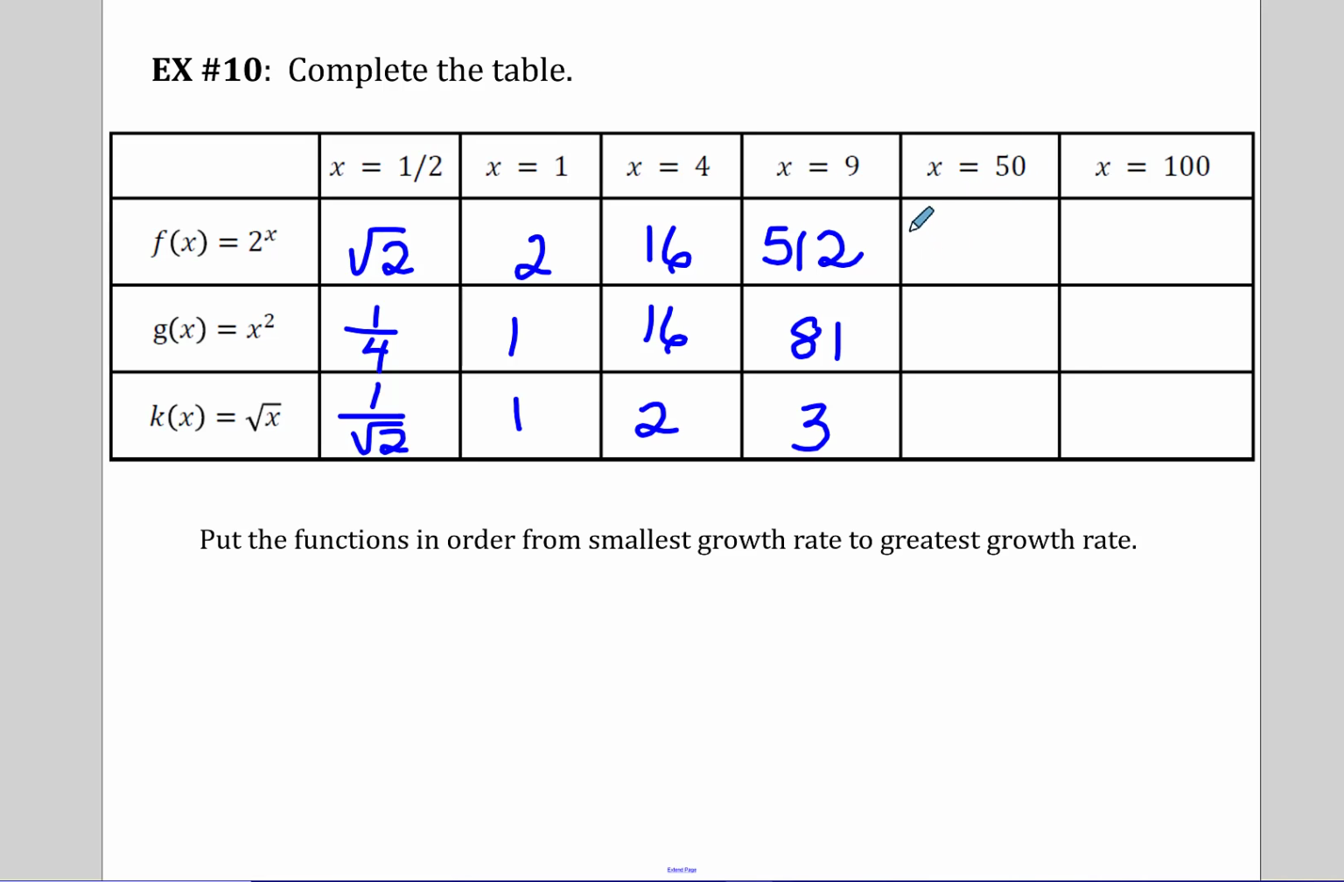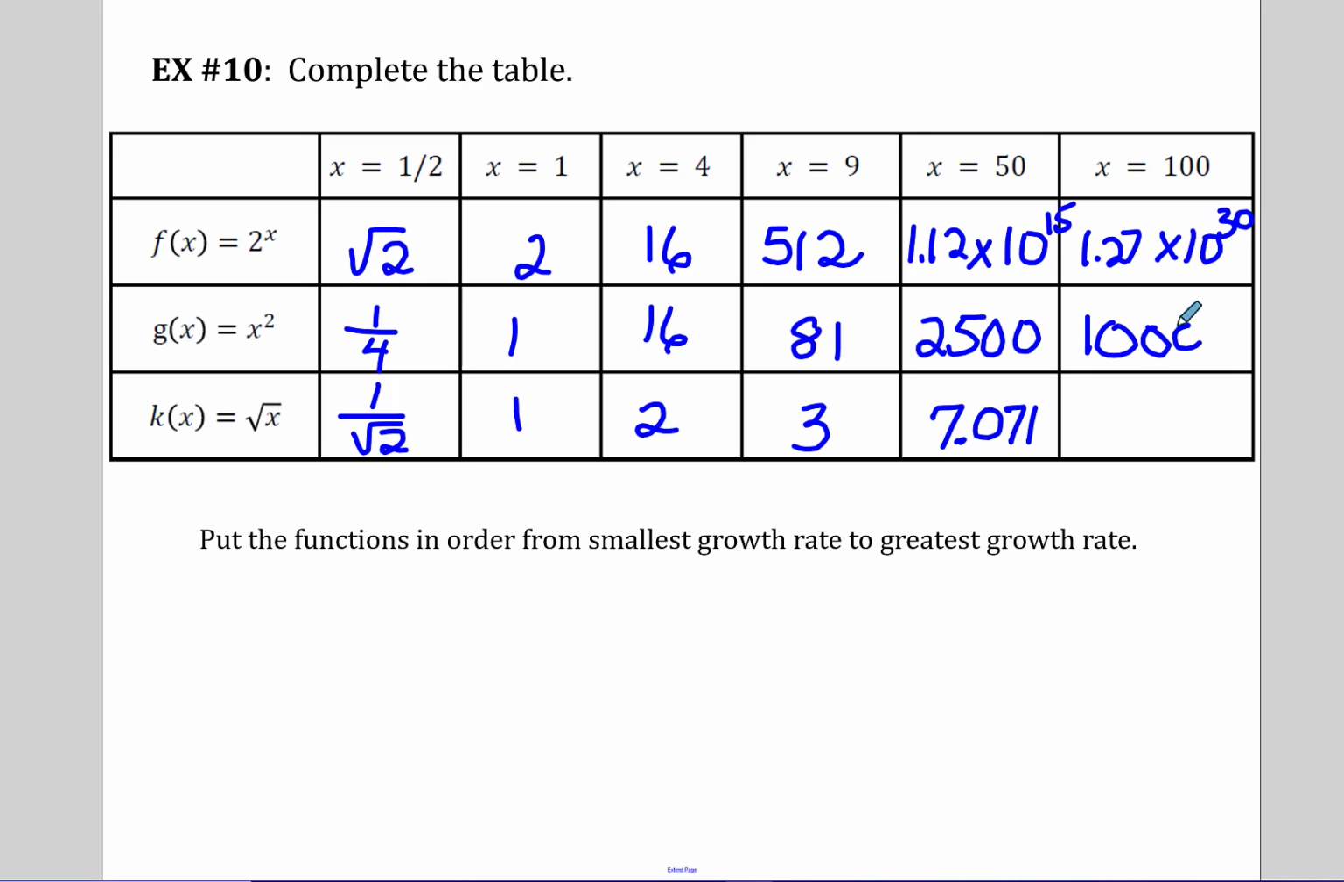At power 50, you got 1.12 times 10 to the 15th power. So that means 1, 1, 2, with 15 digits behind that decimal, 15 zeros. This one's 2500, this one's very small. So we're growing really slowly here. And then here again, 2 to the 100th power. Some of us might have a small calculator and it might crash your calculator, but you got 1.27 times 10 to the 30th power. This one you had 10,000.